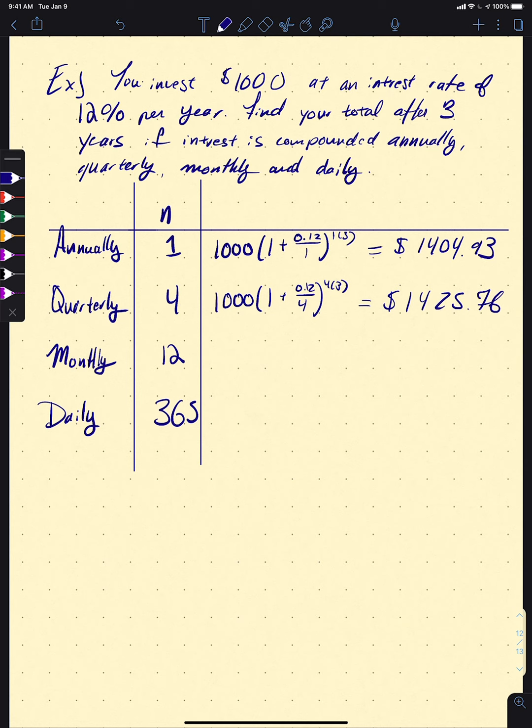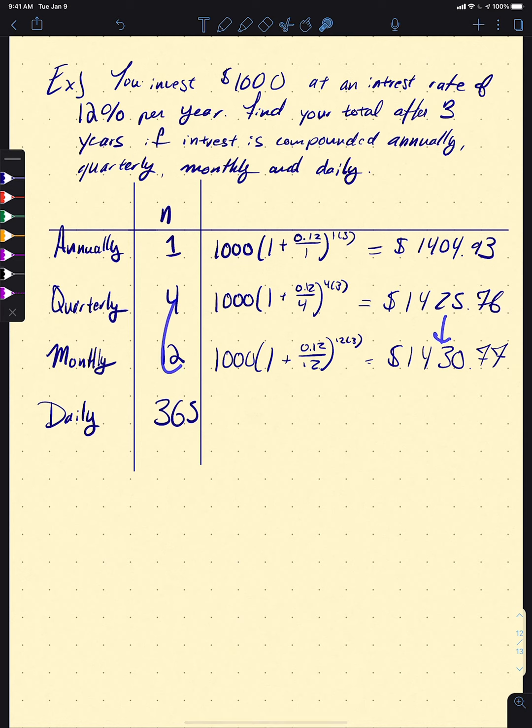Well, that seems great. Let's compound monthly and see how much more we can make, because we made almost $20 more here by simply compounding more often. We go 1,000 times 1 plus 0.12 over now 12, and we're going to raise it to the 12 times 3. When you run that through, you get $1,430 and around 77 cents. So we made $5 more. Okay, well, we made $5 extra going from 4 to 12. So we should definitely make a ton of money going from 12 to 365, right?